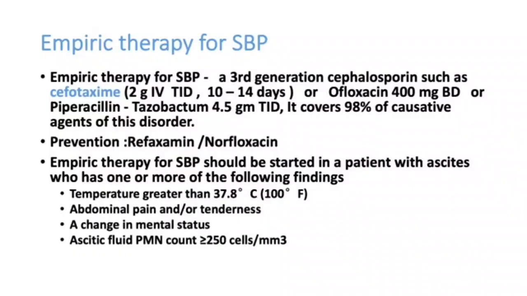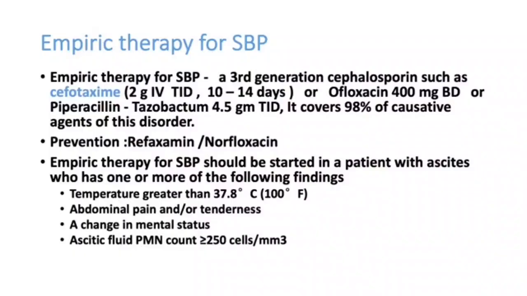But if the patient is admitted with SBP, high degree fever or abdominal pain, on tapping the ascitic fluid, we get suspicion of SBP, we have to add a third generation cephalosporin like ceftriaxone or cefotaxime. 2 gram IV TID is the dose of cefotaxime, ceftriaxone 2 gram IV BD, or if the patient is sick or with high grade sepsis, we can go for piperacillin tazobactam 4.5 gram TID. So these are the routine antibiotics we can use in SBP.